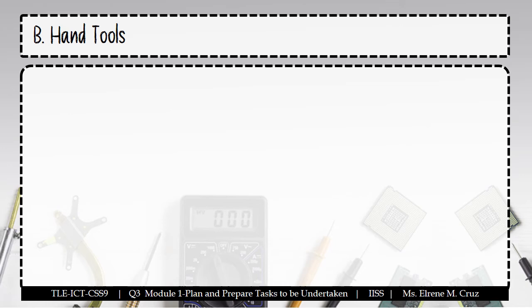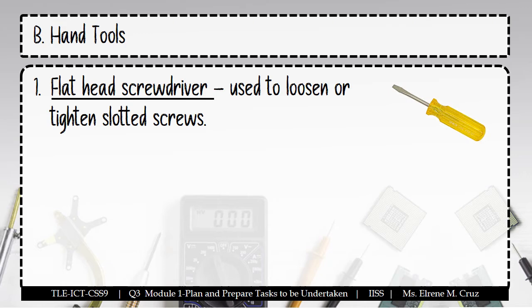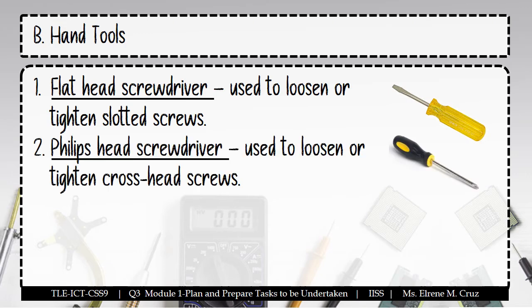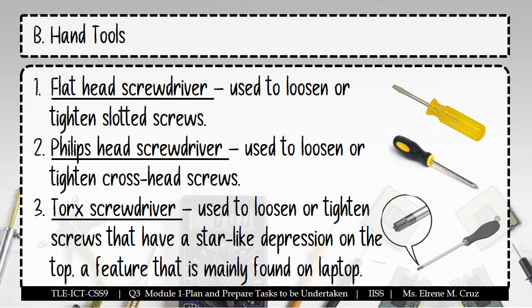The next category of the hardware tools is the hand tools. A hand tool is any implement or tool that is powered and operated by hand rather than a motor. Some common hand tools are the following. First is the flathead screwdriver, used to loosen or tighten slotted screws. Next is the Phillips head screwdriver, used to loosen or tighten crosshead screws. Third is the Torx screwdriver, used to loosen or tighten screws that have a star-like depression on the top, a feature that is mainly found on laptops.